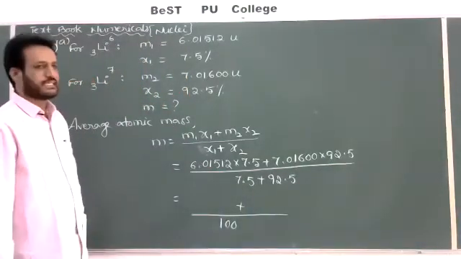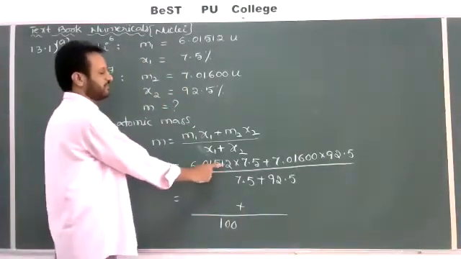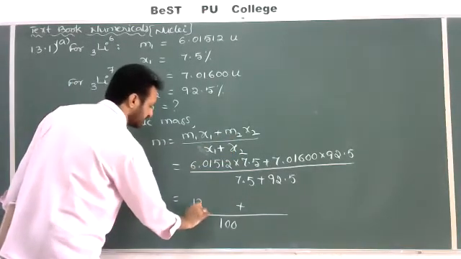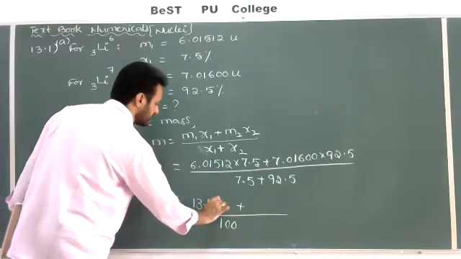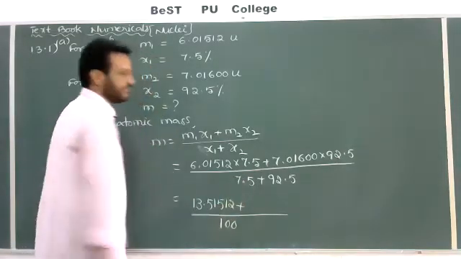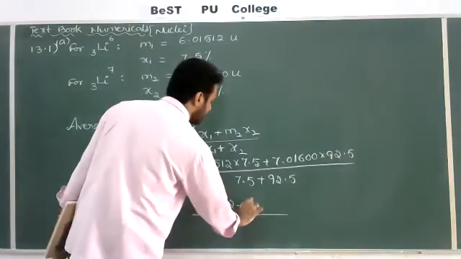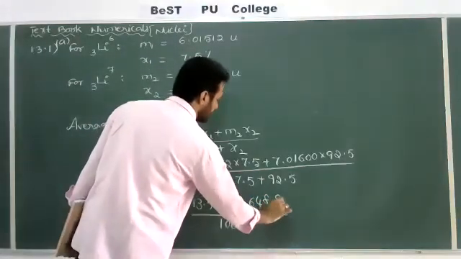Now you should multiply both the numbers. First one, 6.01512 into 7.5 gives 45.1134. Same way, plus the second one, 648.98.